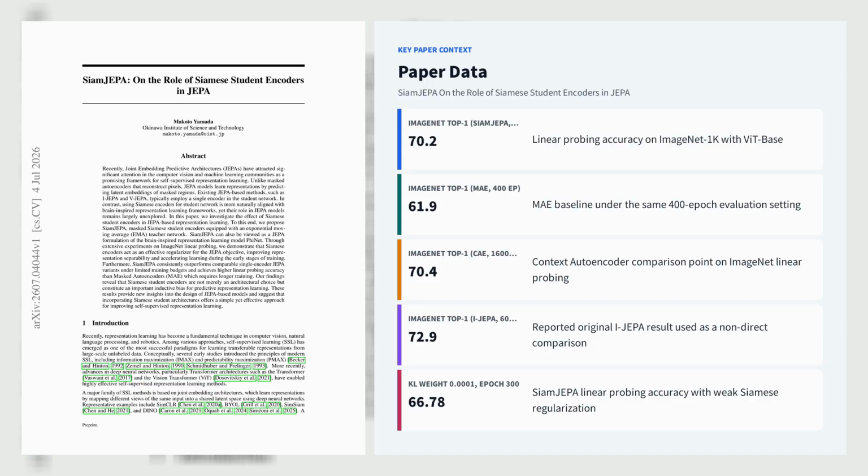On ImageNet linear probing, Siam-JEPA reaches 70.2% top 1 accuracy after 400 epochs, compared with 61.9% for MAE at the same 400 epoch budget, while remaining close to CAE's 70.4% reached only after 1600 epochs. The original I-JEPA baseline is reported at 72.9% after 600 epochs, but the setups are not directly comparable.